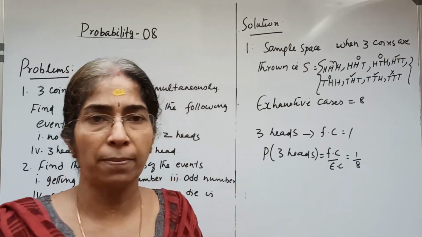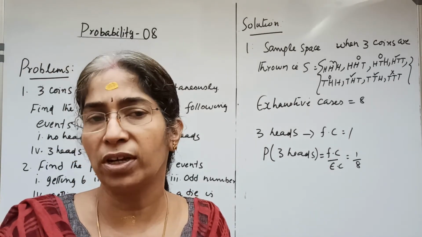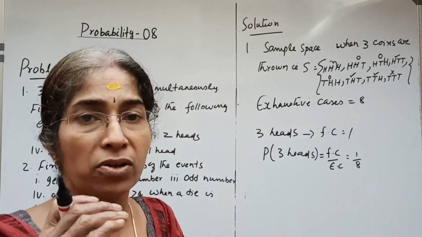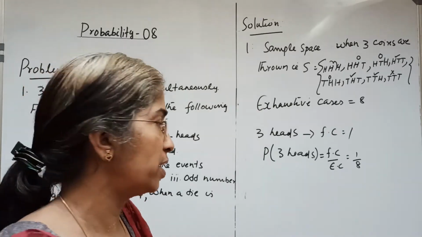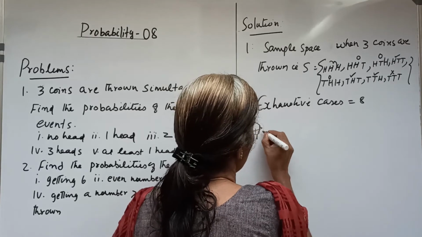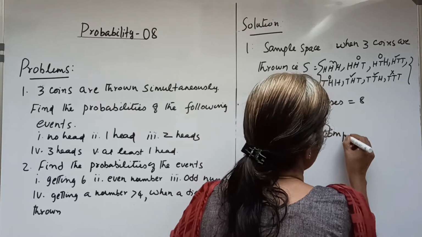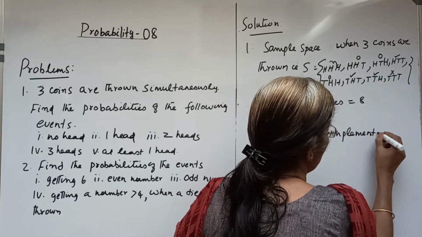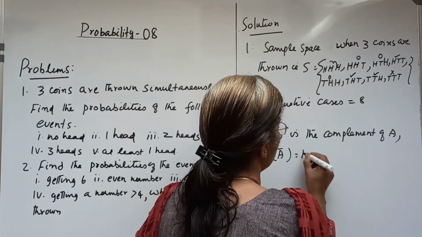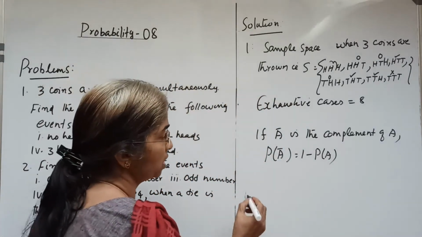So we have the probability result: if A bar is the complement of A, P of A bar equals 1 minus P of A. Simple result. So for that we use this result: if A bar is the complement of A, P of A bar equals 1 minus P of A.